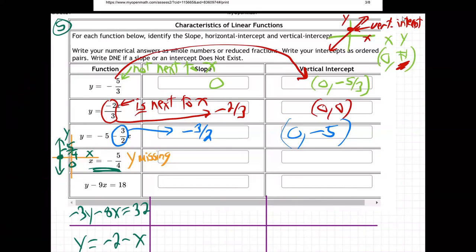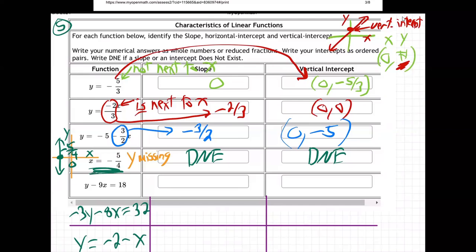Okay, so what? Well, that slope is DNE, like Alexander's saying. That's exactly right. Because remember, that's infinity, right? The slope is so steep, it's perfectly steep. So it's infinity steep, and you can't give that a number. So you just say DNE. And what about the vertical intercept? Also DNE, because it never touches the vertical axis.